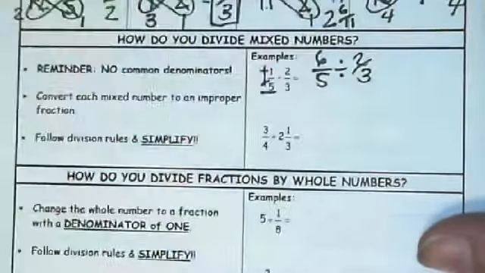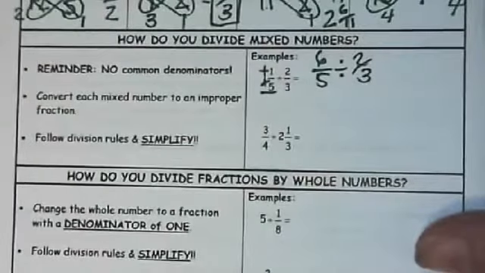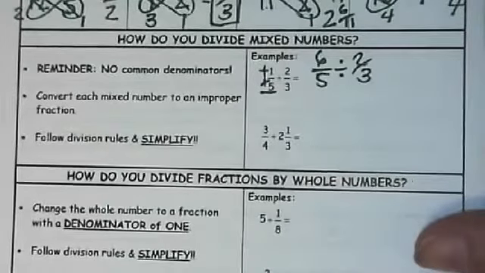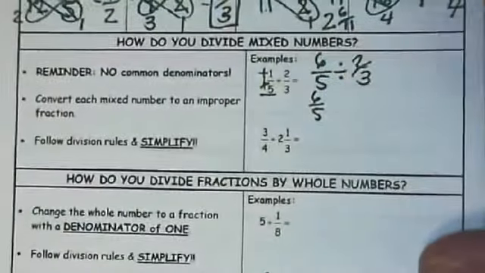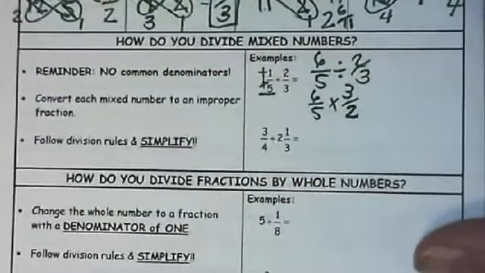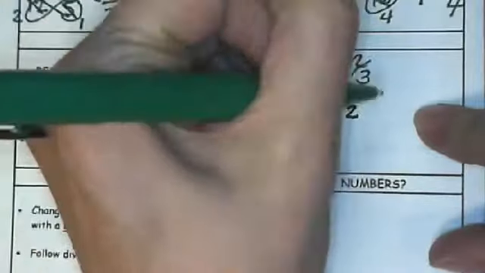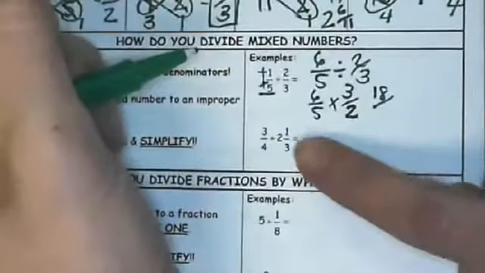Okay? Now, after you change everything into an improper fraction, you're going to do your division rules. So, you're going to keep the first fraction, 6 over 5, and then multiply by the reciprocal. Reciprocal of 2/3 is 3 over 2. And then multiply. 6 times 3 is going to be 18, and then 5 times 2 is 10.